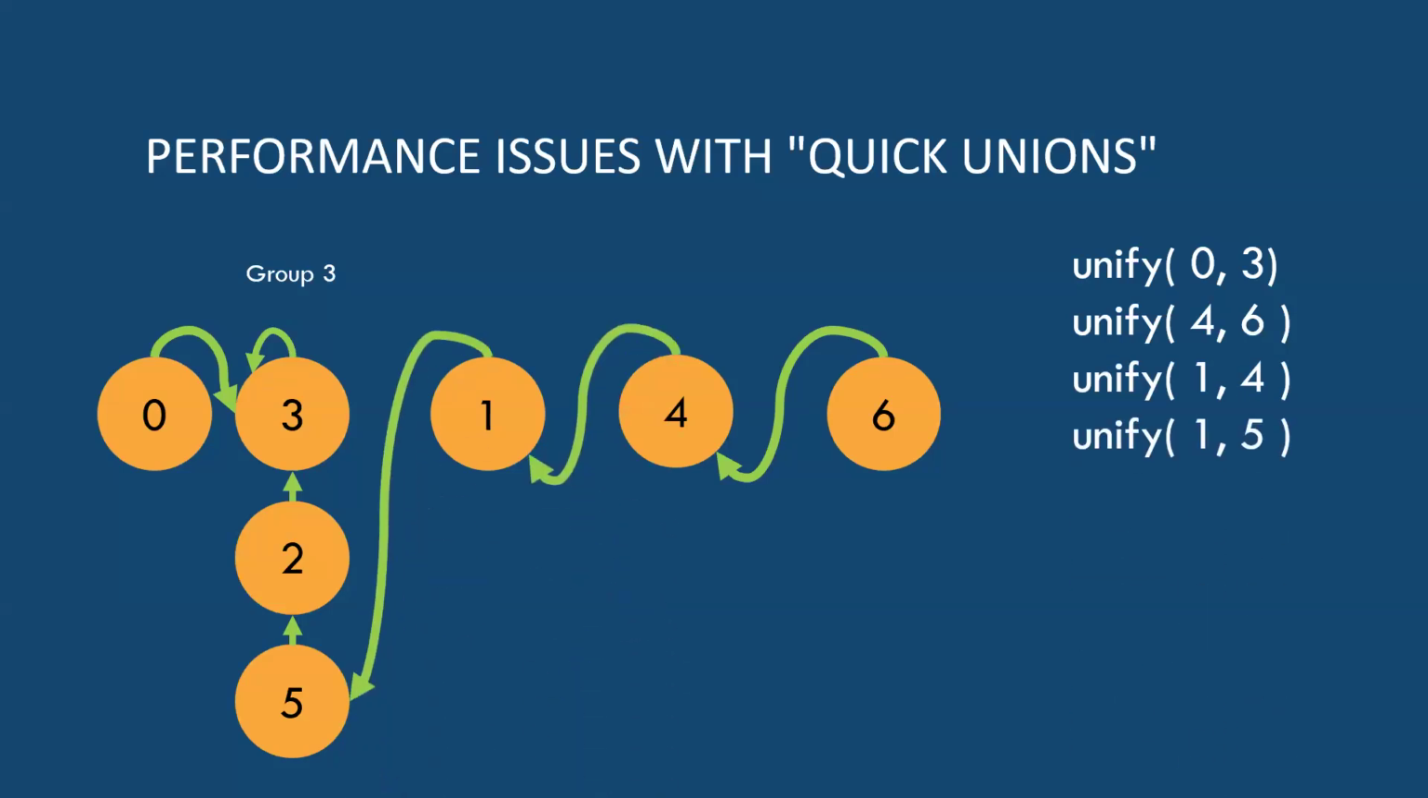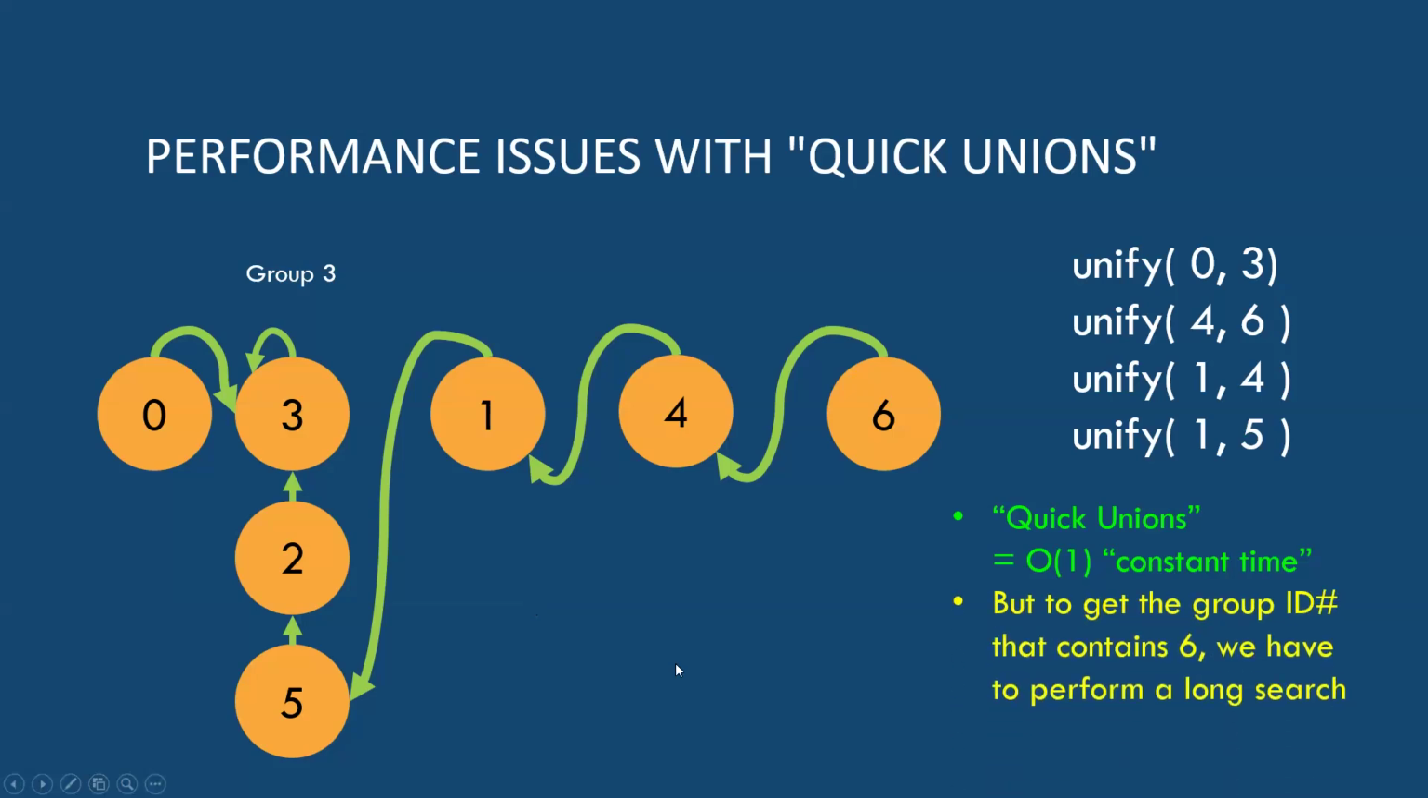But the problem with this, as you can see, is if we just continued with these quick unions, we can get a very unbalanced tree, right? We can get a very, very long link there. And so it's not really going to maintain the performance that we want. The union part is really quick, but the find group ID is going to be very slow, okay? Because we may have some super, super long chains there, okay?